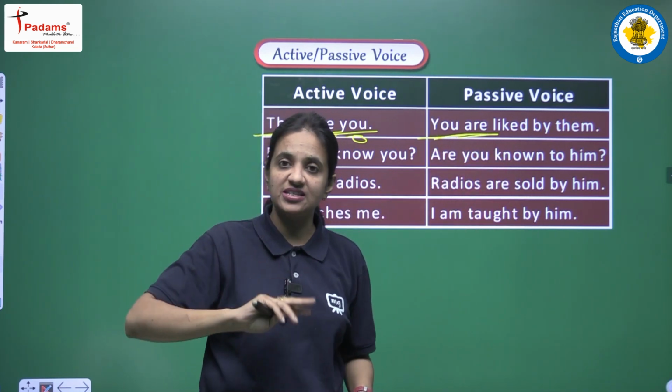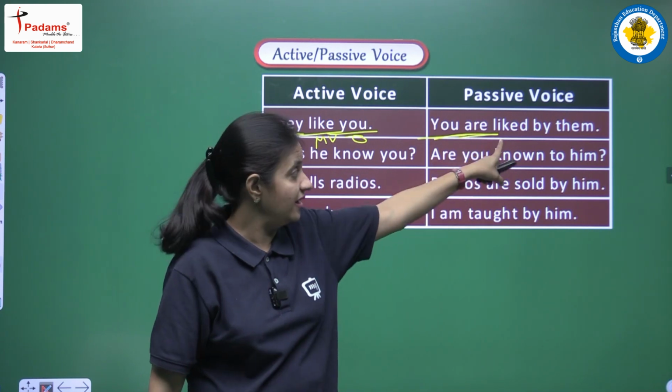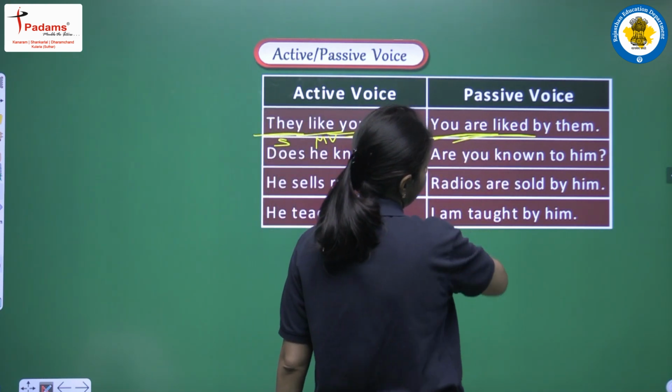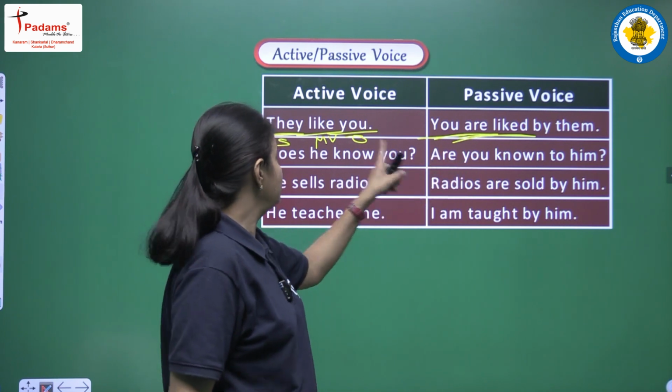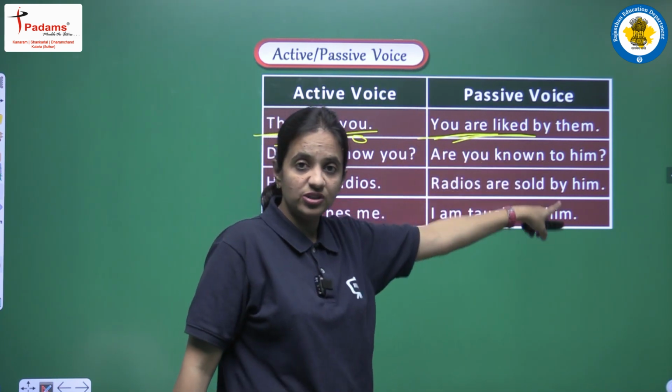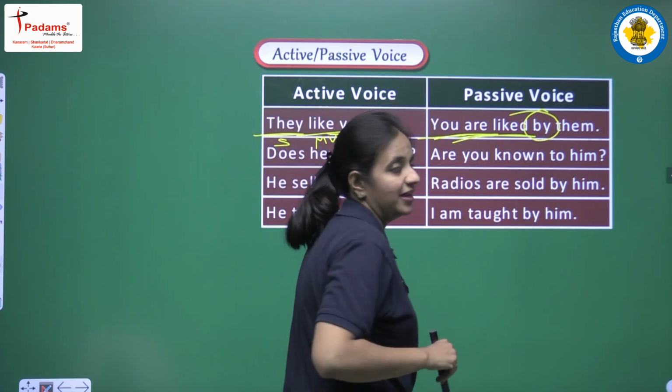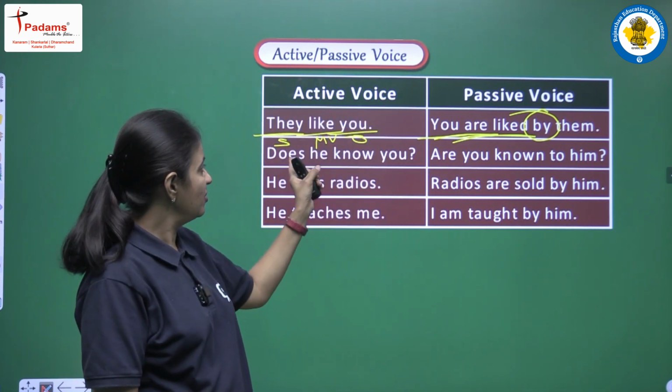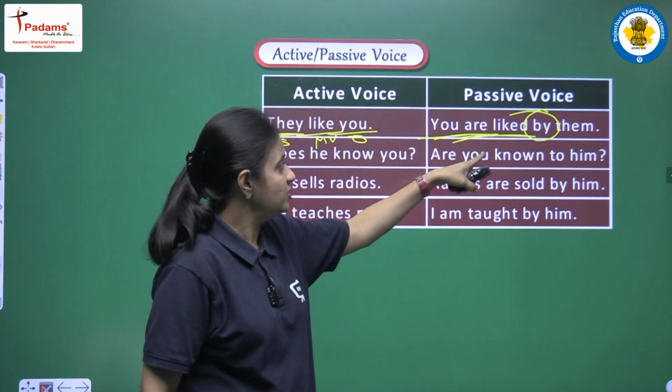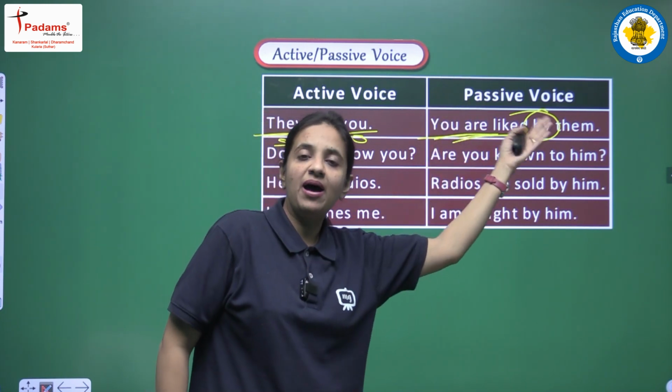We are having three options: is, are or am. So we are using are here. मेन वर्ब की हमें पता है थर्ड फॉर्म ही यूज करनी है. So we are having liked, they will be converted into them, and we have to add by, right? So the sentence will be: they like you. Passive voice will be: you are liked by them.